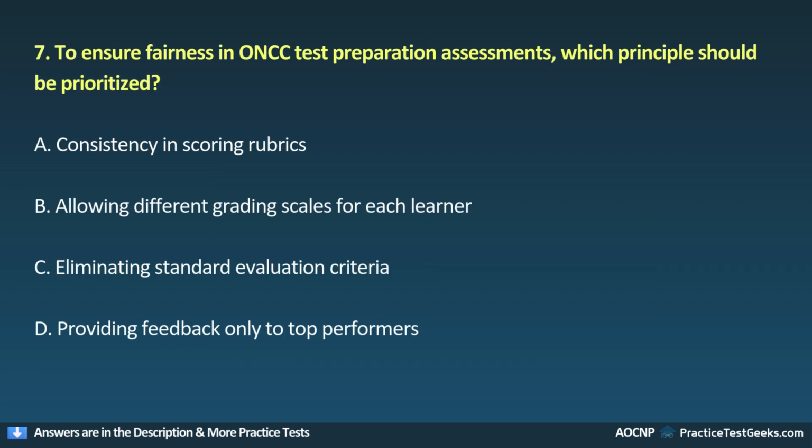7. To ensure fairness in ONCC test preparation assessments, which principle should be prioritized? A. Consistency in scoring rubrics. B. Allowing different grading scales for each learner. C. Eliminating standard evaluation criteria. D. Providing feedback only to top performers.